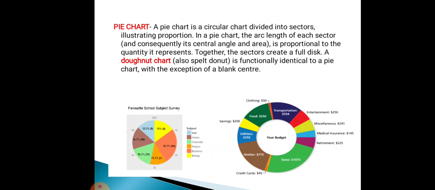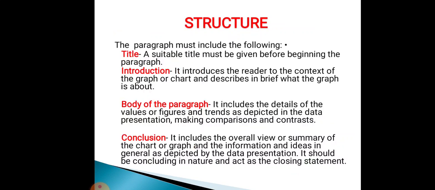Next is the pie chart. It's a circular chart divided into sectors illustrating proportion. In a pie chart, the arc length of each sector and consequently its central angle and area is proportional to the quantity it represents. Together, the sectors create a full disk. A donut chart, as seen in the picture, is functionally identical to a pie chart with the exception of a blank center.